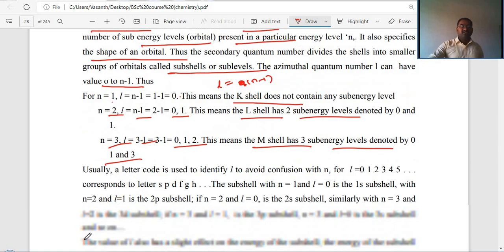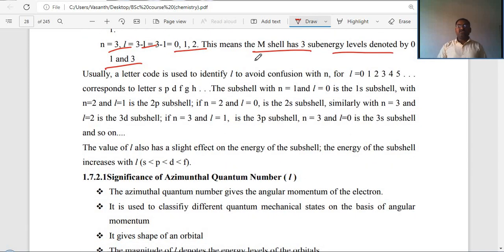Usually, a letter code is used to identify L to avoid confusion with n. It corresponds to the letters S, P, D, F, G, H.